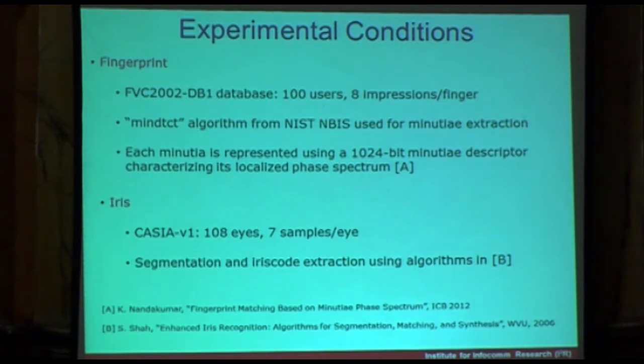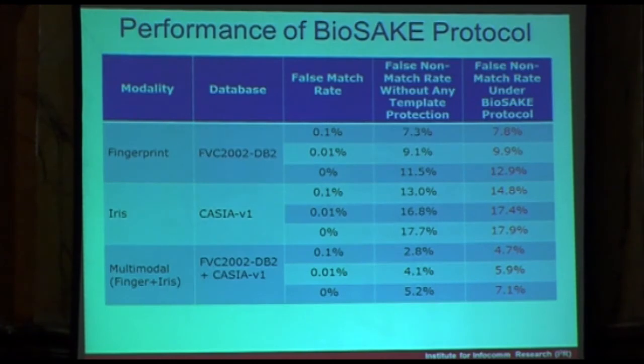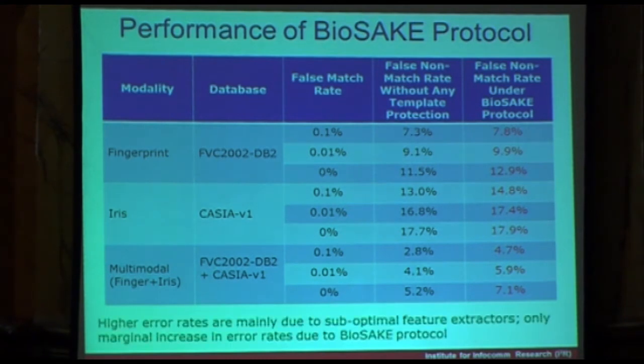So in terms of experiments, we have conducted experiments on the fingerprint and iris images from these databases, and some of the algorithms are listed here. These are the error rates, false non-match rates for different false match rates. Obviously, one can see that the error rates are quite high, especially in the case of iris. This is mainly due to the suboptimal feature extractors.